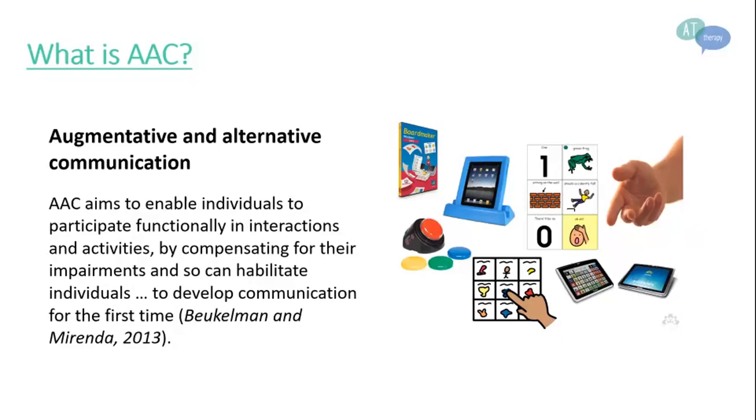It's only really quite specific situations where we might be thinking about someone's alternative communication. So for example, if they were biting or pulling someone's hair as their form of communication, that's the kind of thing where we'd be thinking of an alternative to that. So it's anything to support communication. And this quote here from Buekelman and Mirenda says, AAC aims to enable individuals to participate functionally in interactions and activities by compensating for their impairments, so they can habilitate individuals to develop communication for the first time.